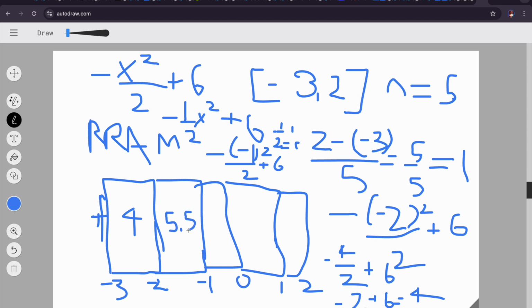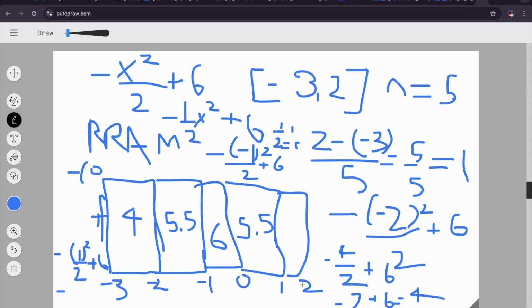5.5. And then do it for 0 here. 0 squared, that's just going to be 0 plus 6, so 1 times 6, 6. Then 1 negative, negative 1 squared. Negative 1/2 plus 6 is, lo and behold, 5.5 again. Times 1 is just 5.5.